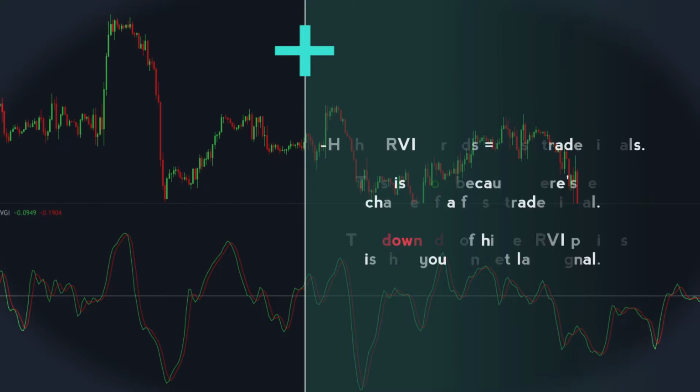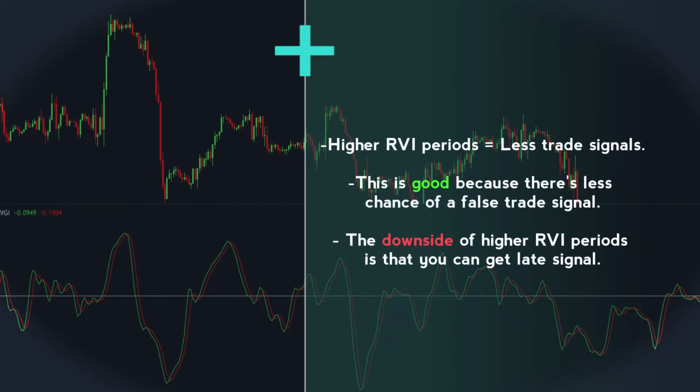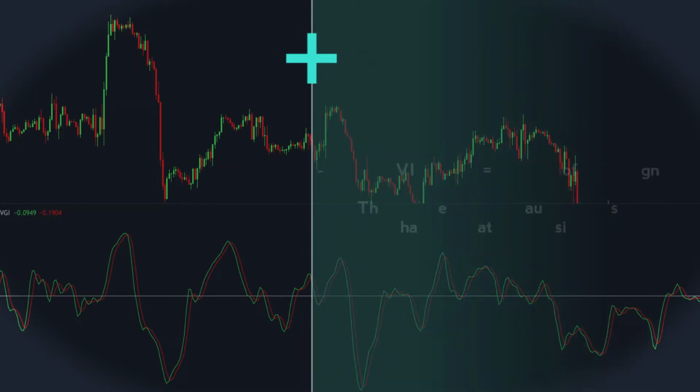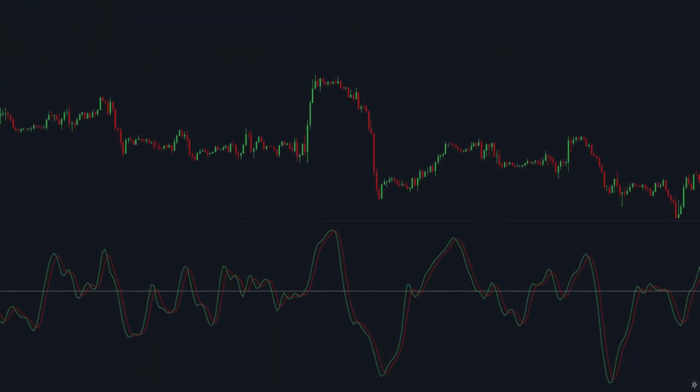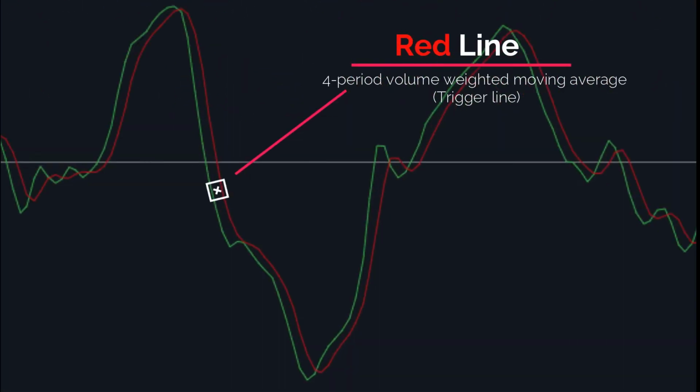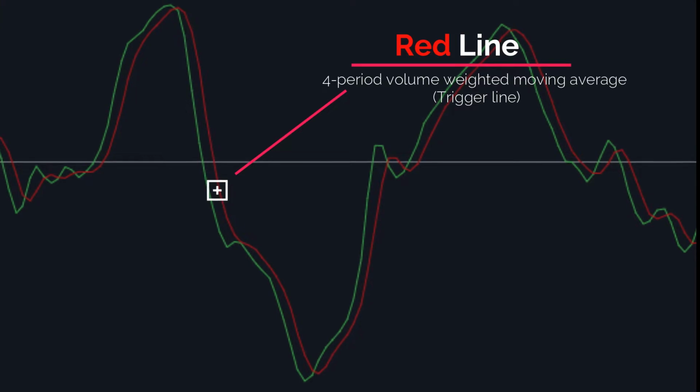The higher number of RVI periods you use will decrease the number of trade signals. This is positive because there's less chance of a false trade signal. The downside to higher RVI periods is that you can get late signals. Similarly, the lower RVI periods you use will increase the number of trade signals, and you will get fewer late signals. The red line is a 4-period volume weighted moving average.